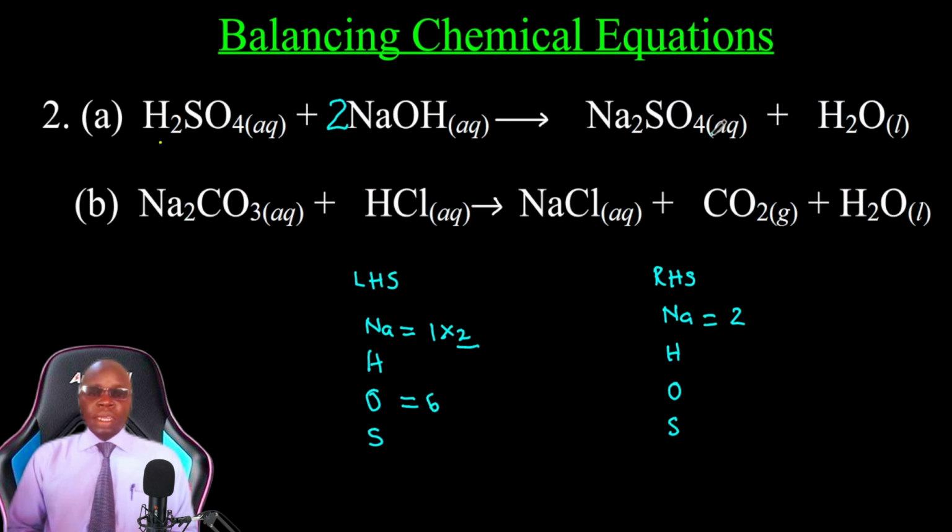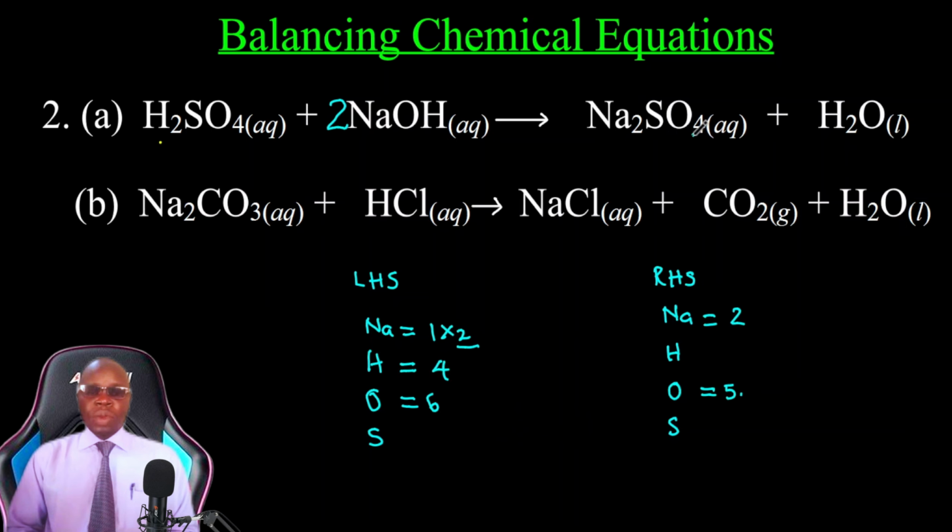And let's look at this side here. We have 4 plus 1, that gives us 5. So they are not balanced. And how do you balance this? Let's also look at hydrogen. Hydrogen, we have 2 atoms of hydrogen from sodium hydroxide here, and also 2 atoms of hydrogen from sulfuric acid, making 4 atoms of hydrogen from the reactant side.